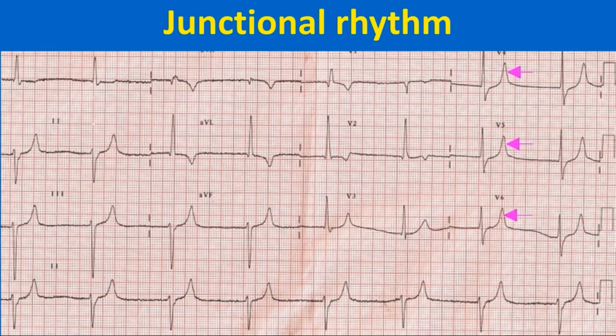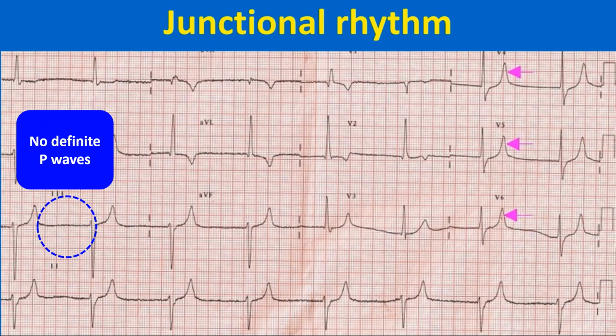This ECG shows a slow regular rhythm with a ventricular rate of around 43 per minute. Though there are some baseline artifacts, no definite P waves or fibrillary waves are seen.